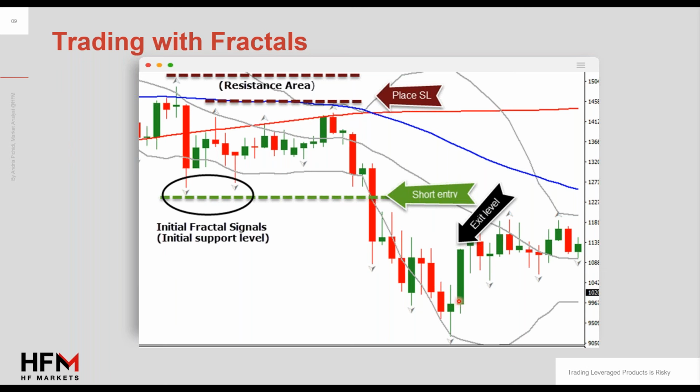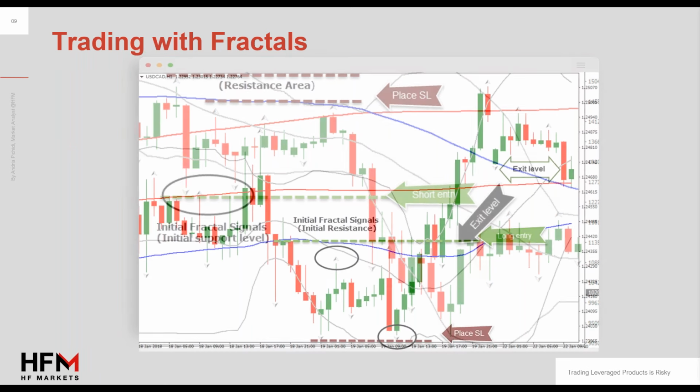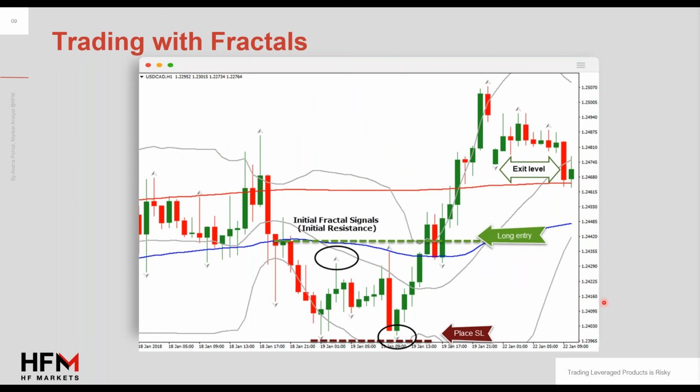This way, if you weren't on your PCs at the time that this happened, then you had probably already closed the position and locked profits as well. Anyway, if you had a trailing stop in this case, then this would have closed already here or here. So you would have already locked all these profits. Another example, long entry.